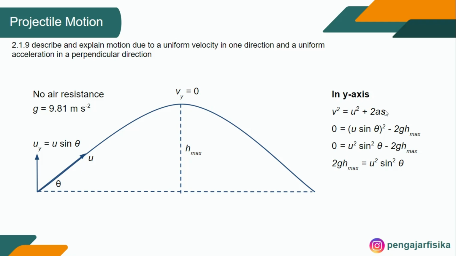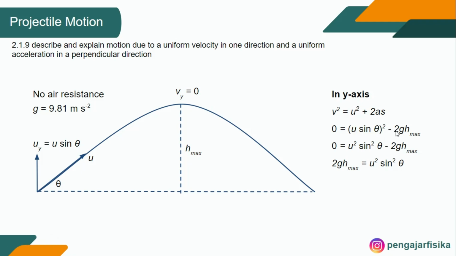How? We may use the equation, and we still analyze in the y-axis. In the y-axis, v squared equals u squared plus 2as. And then we substitute the values we know here. The v here is 0. By the way, we analyze from the beginning here until it reaches the highest position. So the v is 0. Here 0 squared is still 0, and then u here is the initial velocity in the y direction. It will be u sine theta, so (u sine theta) squared.